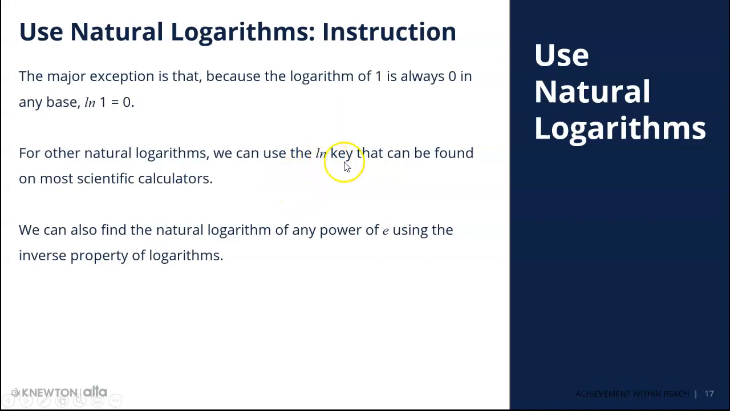You can use the ln key that you can find in most scientific calculators to evaluate the natural logarithm. And we can also find the natural logarithm of any power of e using the inverse properties of logarithms. So whenever you see the expression y equals ln x, you can convert this to e to the y equals x. And from there, you can use the laws of exponents and other properties of exponents.